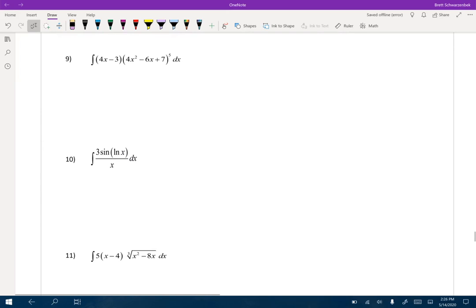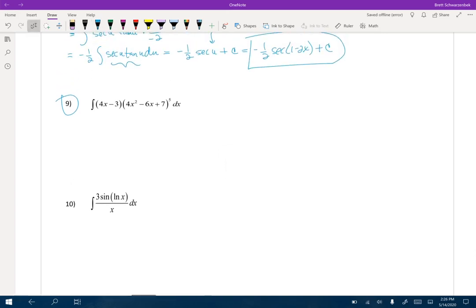Alrighty, so looking at some more examples. Number 9. If we need to set a u substitution for this one, there are two quantities, but you've been hopefully trained and understand that you want to set u equal to the higher degree polynomial. If you do so, you are going to get 8x minus 6 dx as your value, which means dx is equal to du over 8x minus 6.